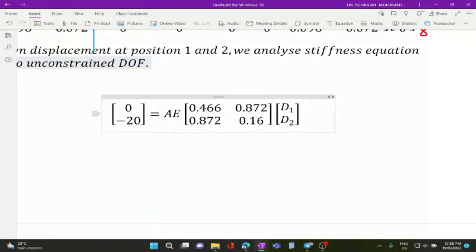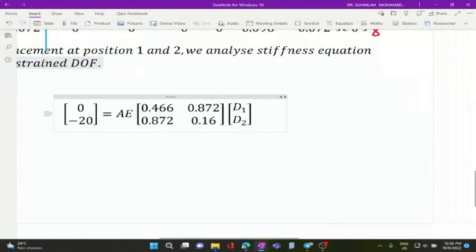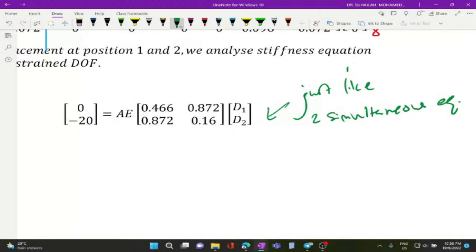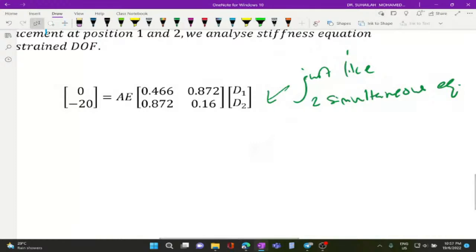So how do we solve this? We just solve this using simultaneous equations. It's just like two simultaneous equations. And we can calculate easily using a calculator as usual. Okay, so we will get D1 and D2 values.